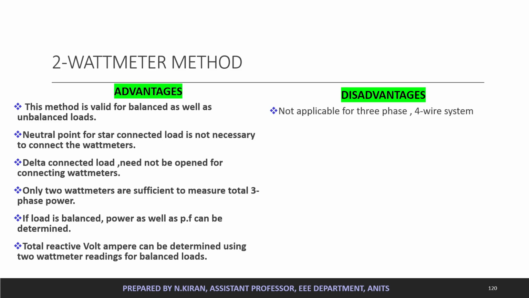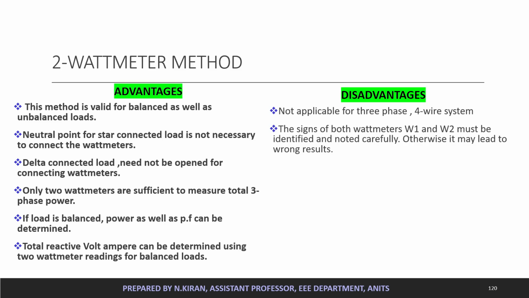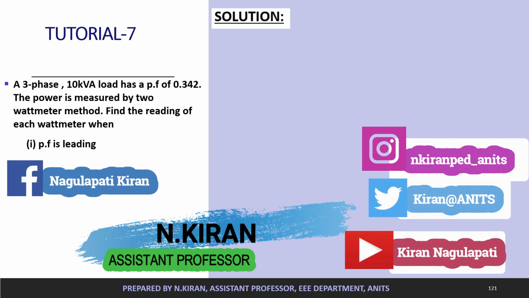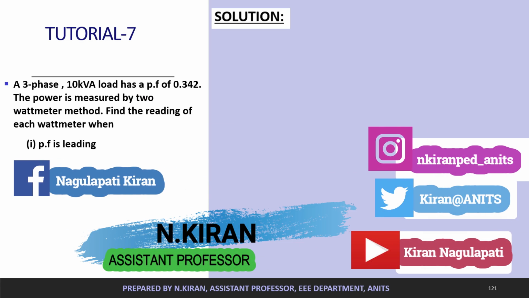The disadvantages are it is not applicable for 3-phase 4-wire system, and it should be carefully noted along with the signs of both wattmeters W1 and W2. If proper care is not taken, then it may lead to wrong results. So now we'll discuss some of the tutorials based on the 2 wattmeter method.